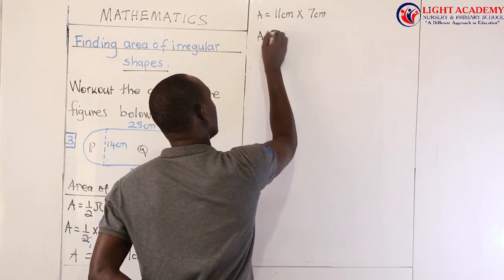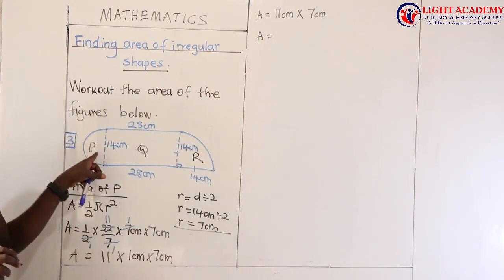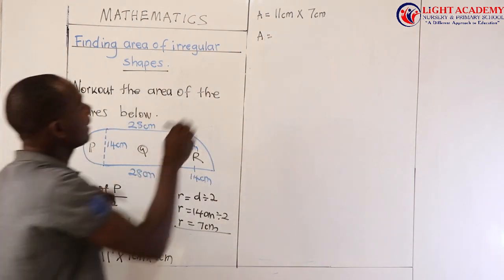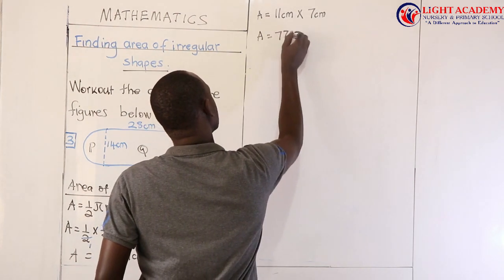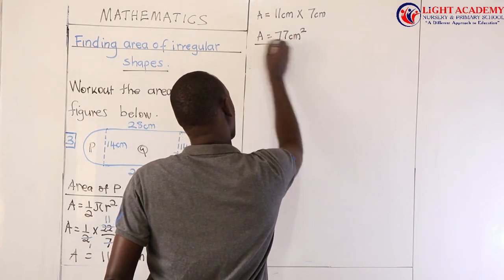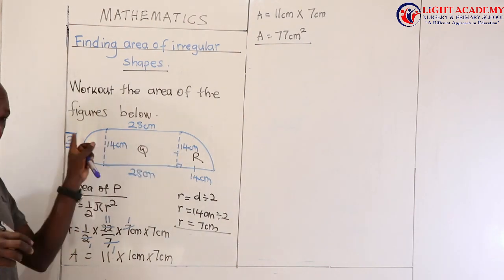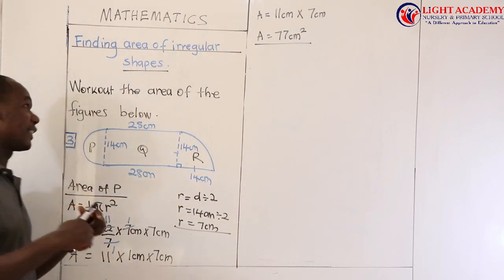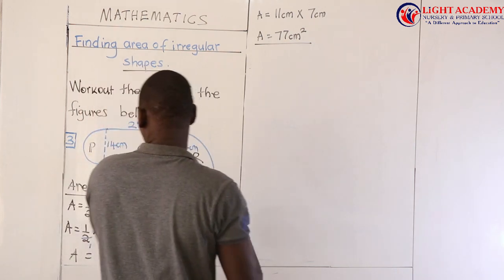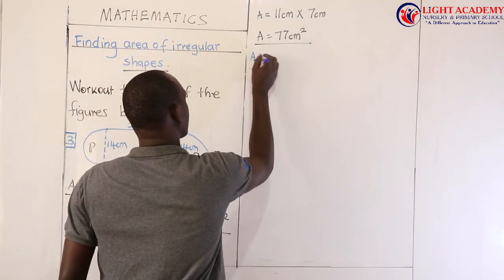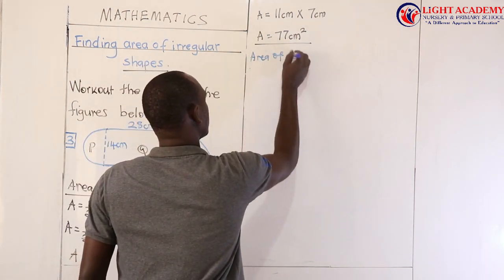So when you work out the area of this semicircle, which is P, you will get 77 centimeters squared, which is now the area of part P. Remember, we have to work out the area of all the 3 parts. Then let's work out the area of part Q. Area of part Q.